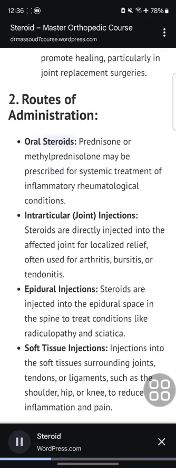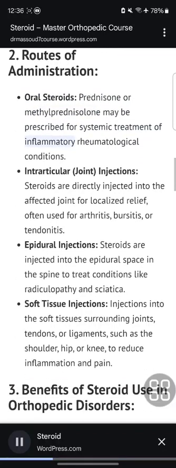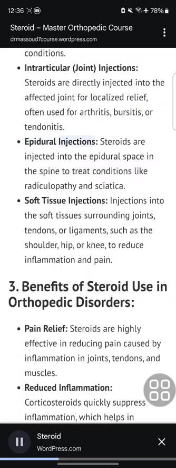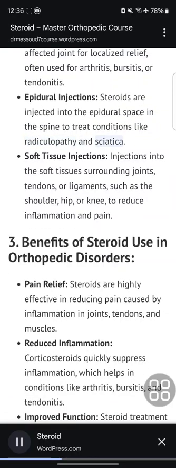Oral steroids. Prednisone or methylprednisolone may be prescribed for systemic treatment of inflammatory rheumatological conditions. Intra-articular (joint) injections. Steroids are directly injected into the affected joint for localized relief, often used for arthritis, bursitis, or tendinitis. Epidural injections. Steroids are injected into the epidural space in the spine to treat conditions like radiculopathy and sciatica.